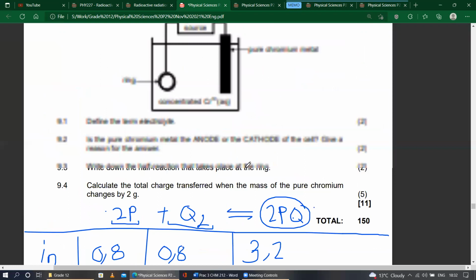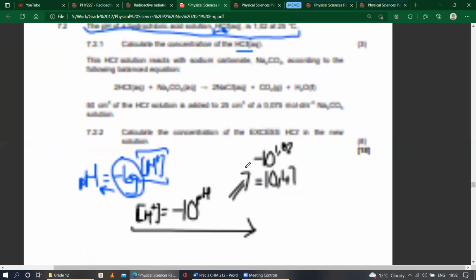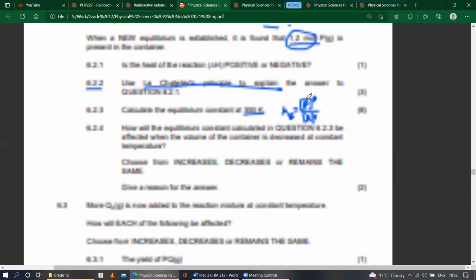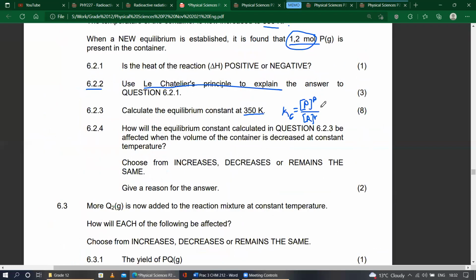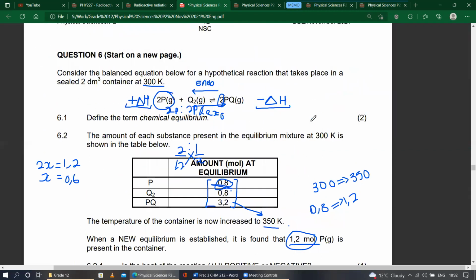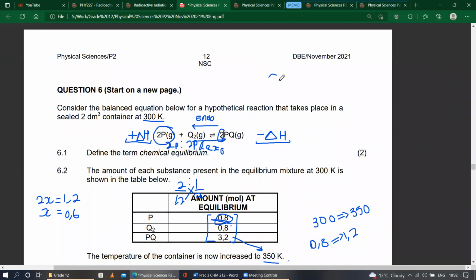But if you remember, the equation states that it's concentration divided by concentration. So it's not number of moles divided by number of moles. I'm sure you're aware of this, but concentration is directly proportional to the number of moles and inversely proportional to the volume. So now we're going to have to calculate the concentration of P, the concentration of Q, and the concentration of PQ at the new equilibrium.